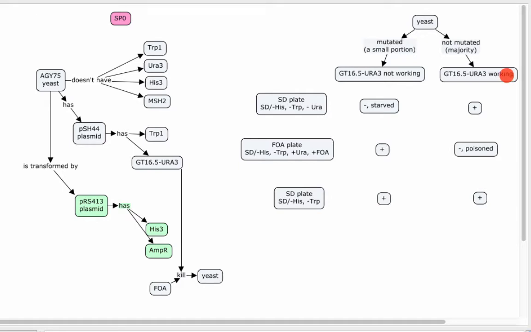When we look at the growth pattern of these two types of yeasts on SD plate without histidine, tryptophan, and uracil, we can see that all yeast should carry the functional His3 gene and functional TRP1 gene. For the URA3 gene, the mutated yeast doesn't carry functional URA3, so they're going to be starved to death in absence of uracil. This is an essential nutrient. However, the majority of the yeast should still contain functional URA3, so they should be growing just fine. And this is what we see on the SD plate.